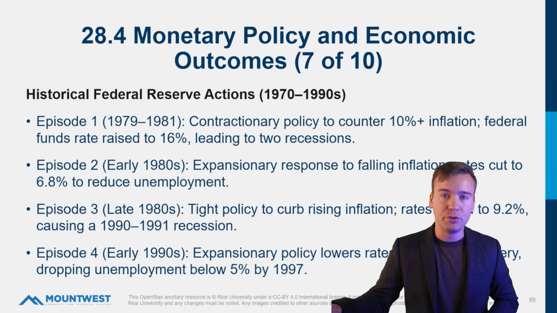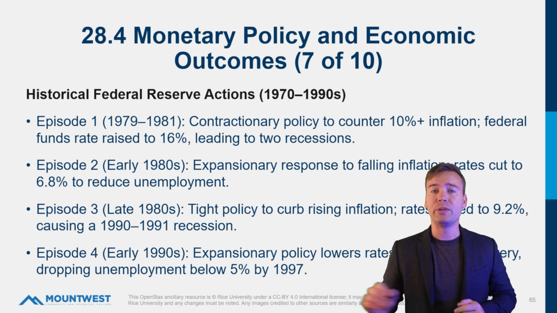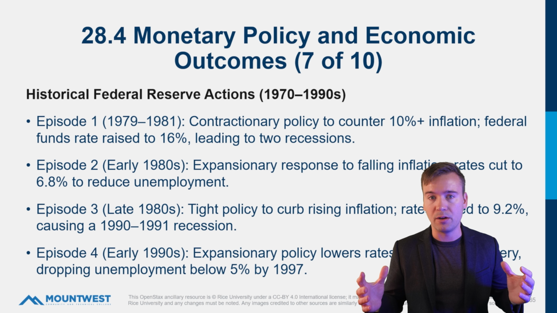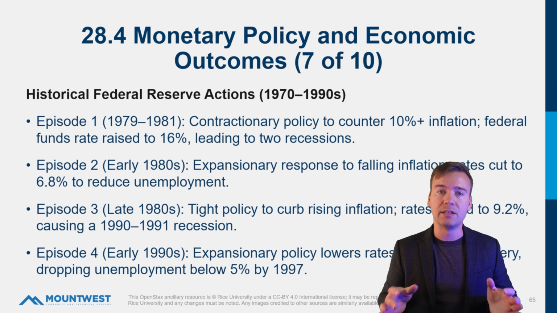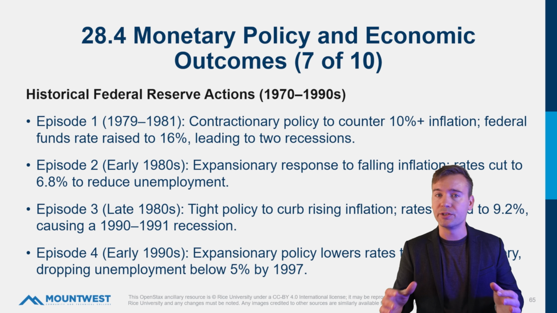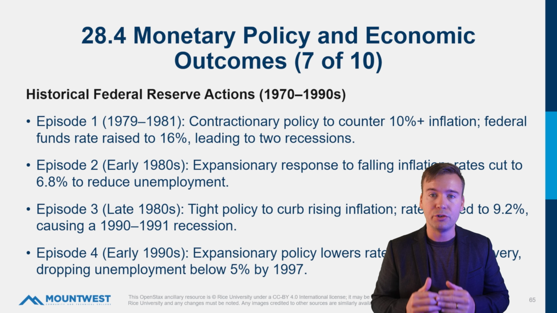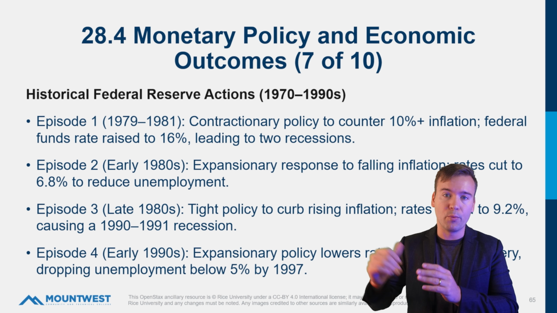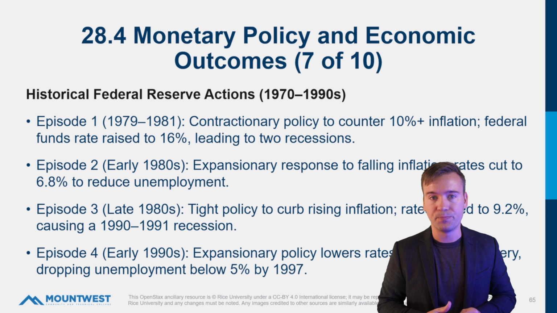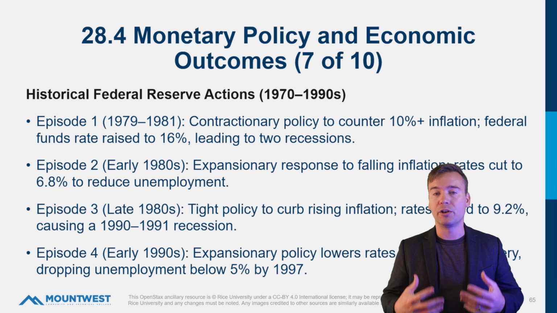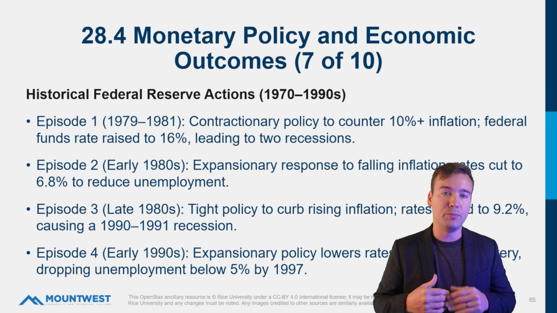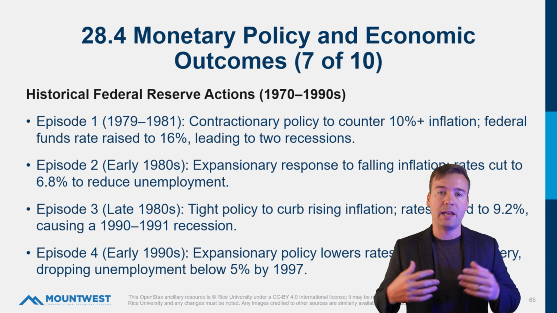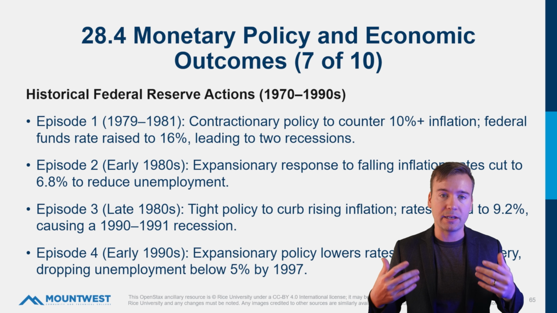Now, in episode 2, in the early 1980s, we saw inflation starting to fall. The Fed shifted to an expansionary policy to address high unemployment and to stimulate the economic recovery. So interest rates were then lowered to about 6.8%, which still sounds high today, but from where they were, they lowered to about 6.8%. That made borrowing cheaper, it encouraged spending and investment, and it helped reduce unemployment and brought us back to stability.